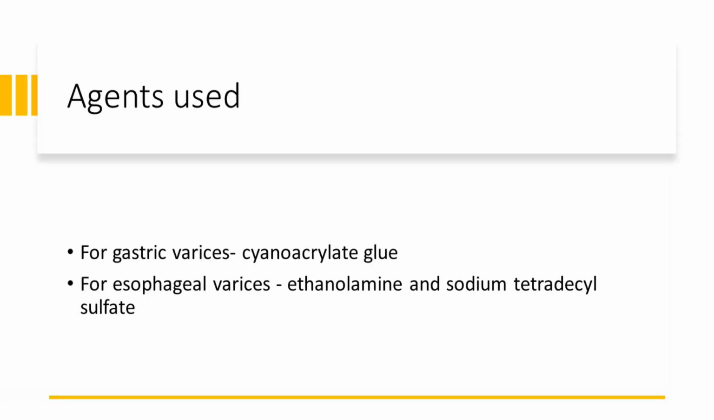The agent that we use for gastric varices is always glue, because gastric varices are connected to the pulmonary vessels more rapidly. The circulation is much faster, so you don't want to use a sclerosant there. And for esophageal varices, we usually use sodium tetradecyl sulfate here. We do not use ethanolamine.